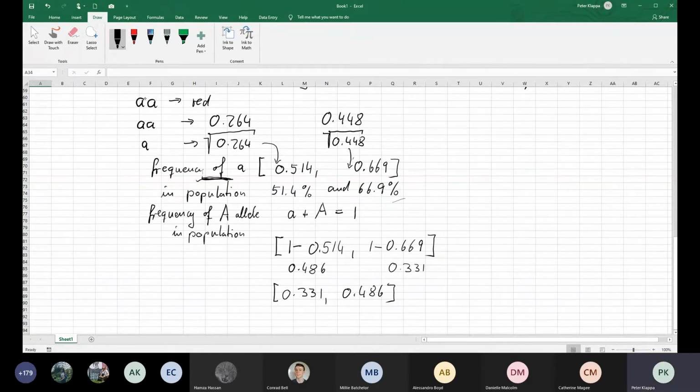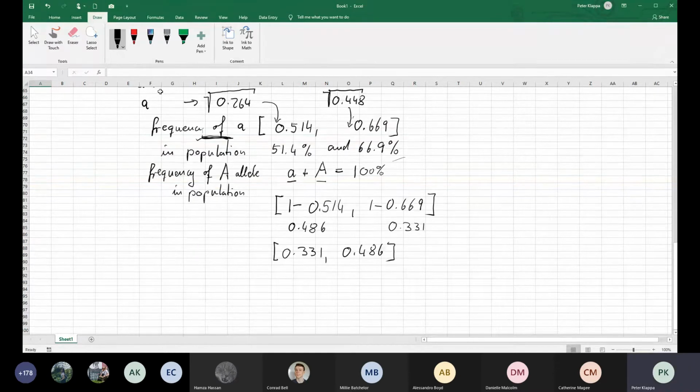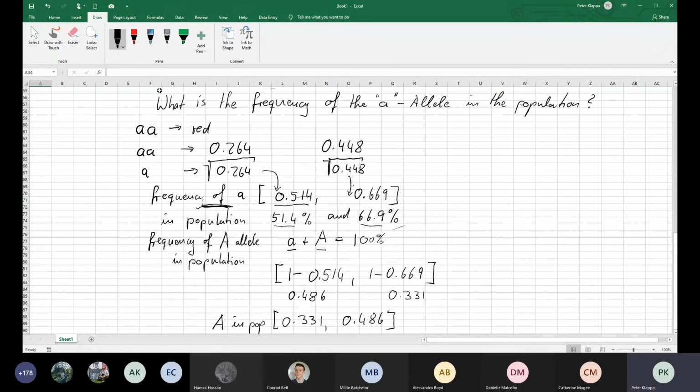And the reason why it equates to 1 is because we only have lowercase a and uppercase A, and they make 100%. So that is the frequency of the capital A allele in the population. We are pretty sure that it is between 33.1 and 48.6% in the population, whereas the lowercase a is between 51.4 and 66.9%. And this was a really nice application of the binomial equation that I've given you.